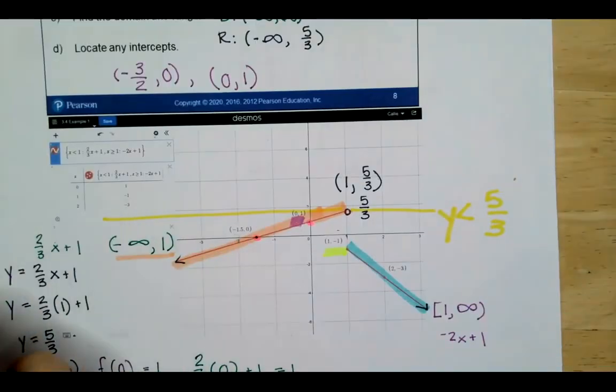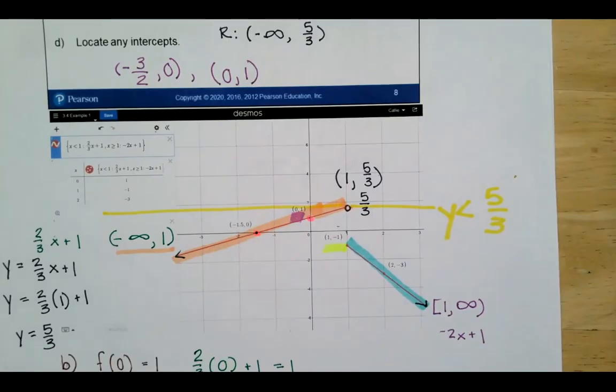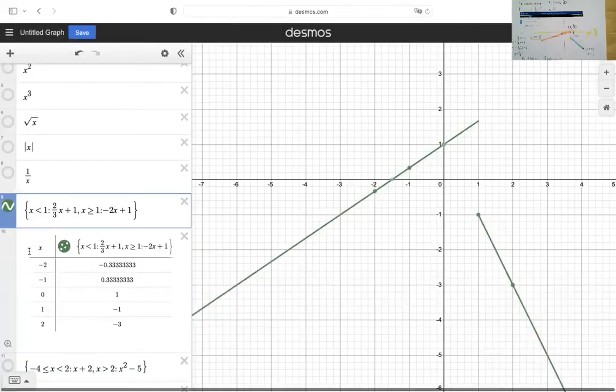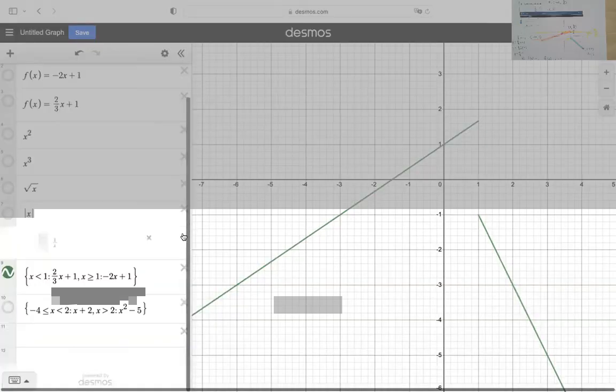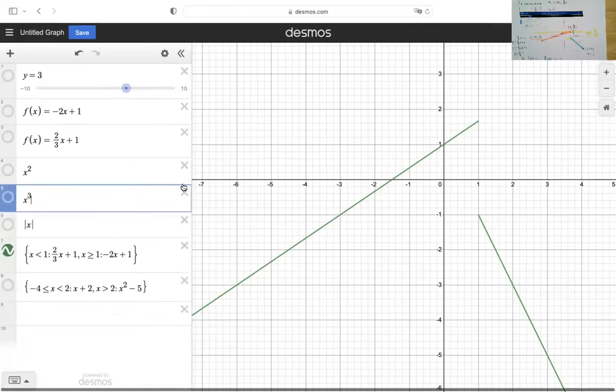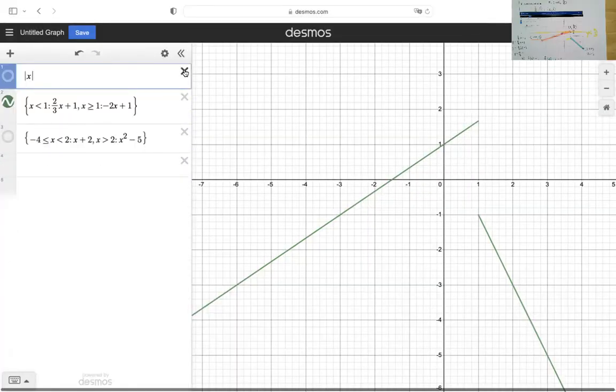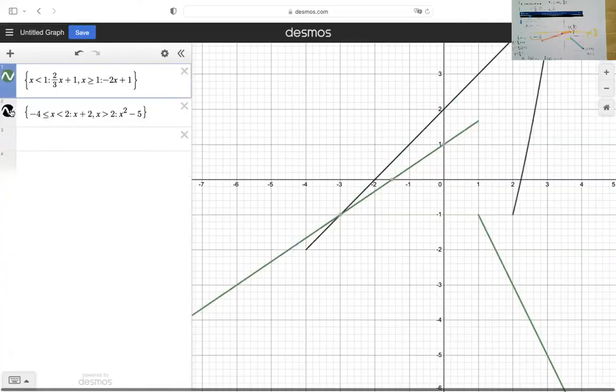All right, let's talk about these answers once you've already graphed it in Desmos. Okay, so we've graphed it. They ask us find f of 0. All right, sorry. Let's get rid of everything else. Don't want to confuse you. All right, we're not talking about this one because this one is example 2.